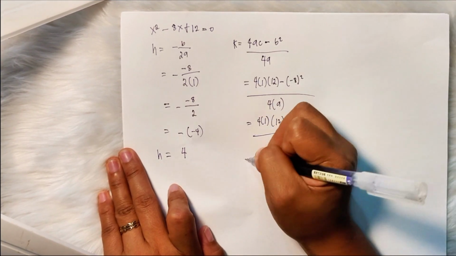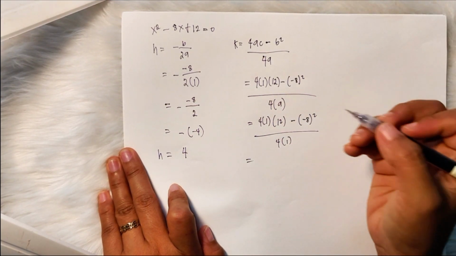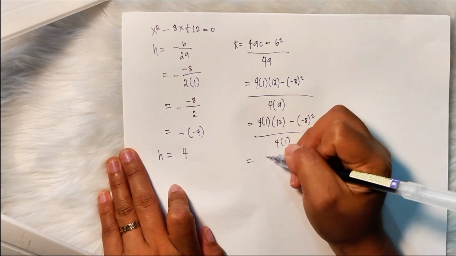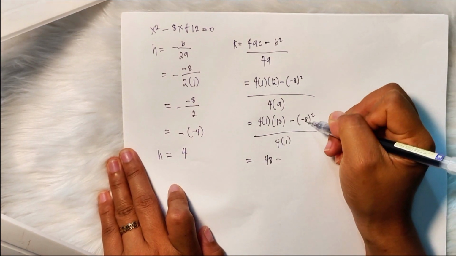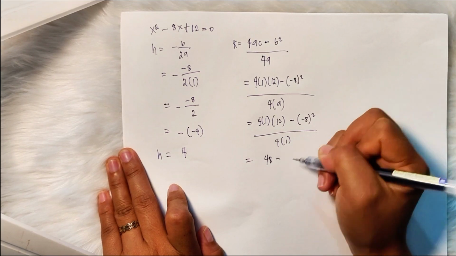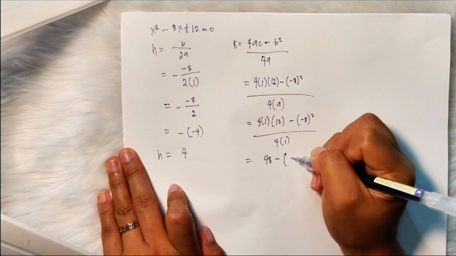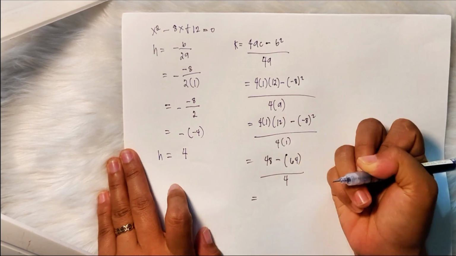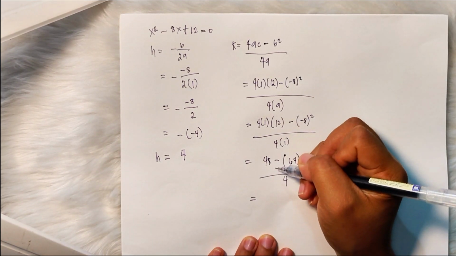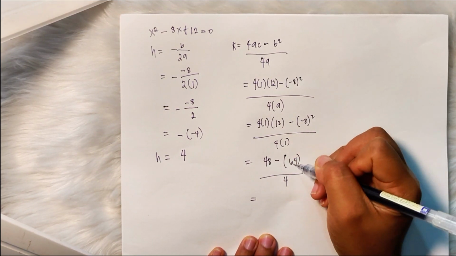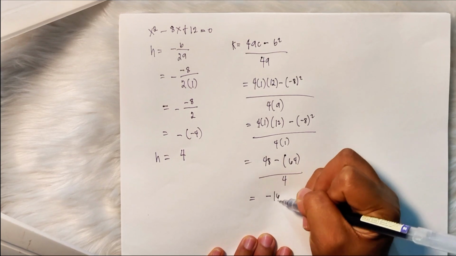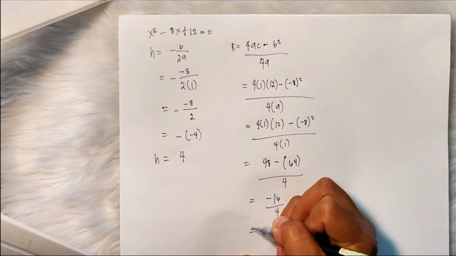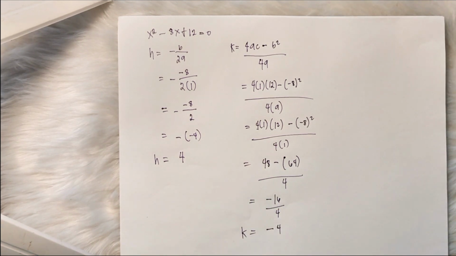4 times 1 times 12, we have 48. Minus negative 8 squared, we have 64, divided by 4. So we have negative 48 minus 64, we have negative 16 divided by 4. We have negative 4. So therefore, our k will be negative 4.